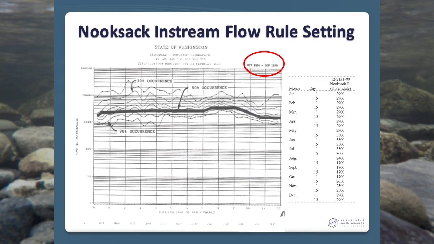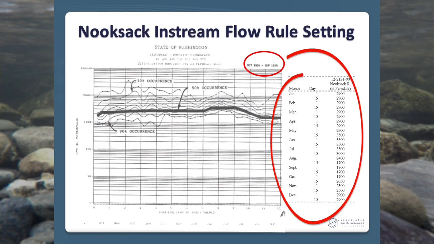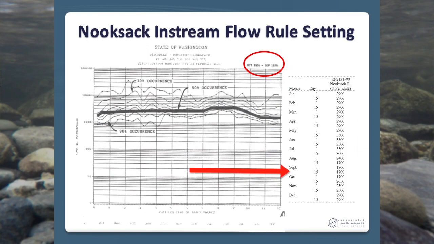For the Nooksack River at Ferndale, they used USGS stream flow data that you may not be able to see is October 1966 through September 1979. So 12 years of data for the Nooksack River at Ferndale. And these are the flows that are in the rule. As you can see, so we're in September, late September. The in-stream flow in the rule is 1,700 CFS.